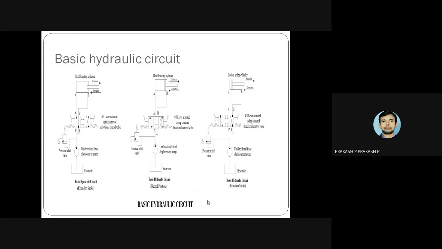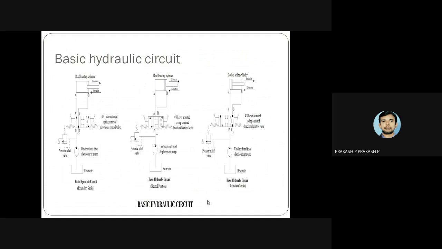You can see these are the three positions: neutral position, extension position, and retraction position. At neutral position, no fluid flow happens. When you activate the lever, the fluid flows from the reservoir to the pump, which is directly sent into the direction control valve from P to A. The cylinder will be extended. Whatever oil is at the rod end of the cylinder flows from B to B and is stored in the tank.